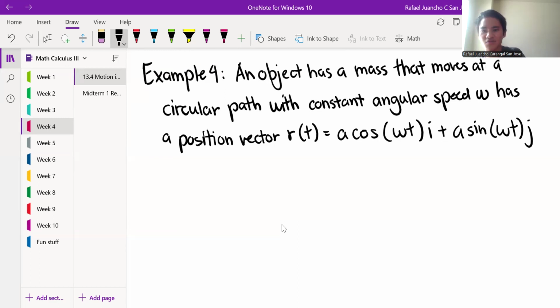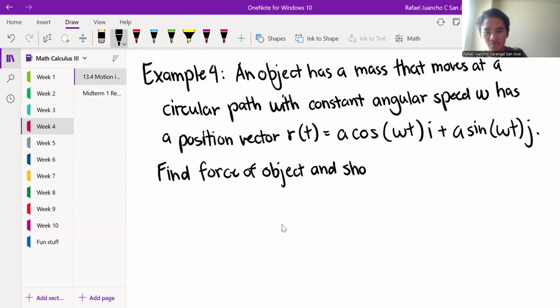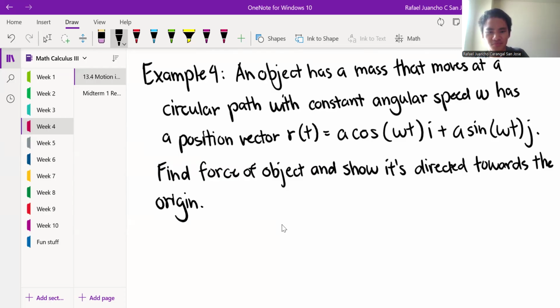And we're being asked to find the force acting on the object. So find the force that's acting on the object, and show it's directed towards the origin. So we're going to prove that in this case. So, okay.